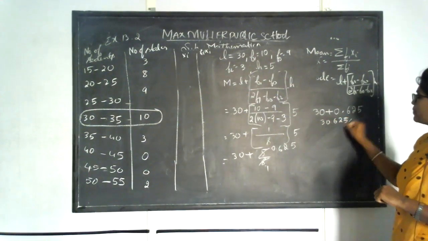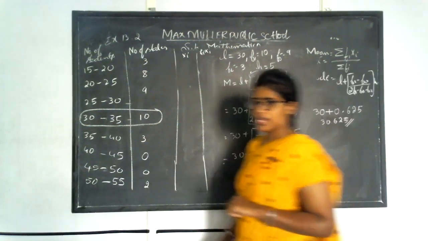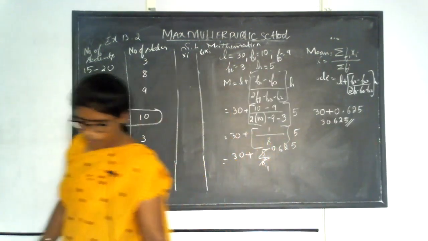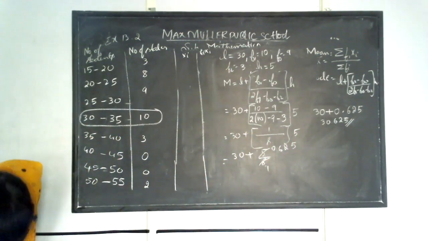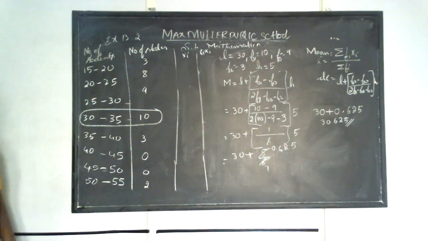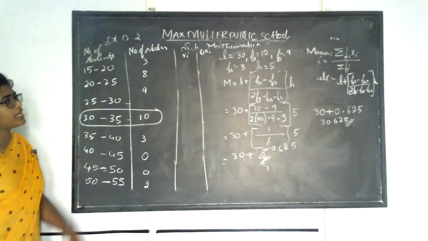30.625 is the modal value. Okay, that is the mode for the following data. What is the mode for the following data? It is 30.625. Next, let me come to the mean value.